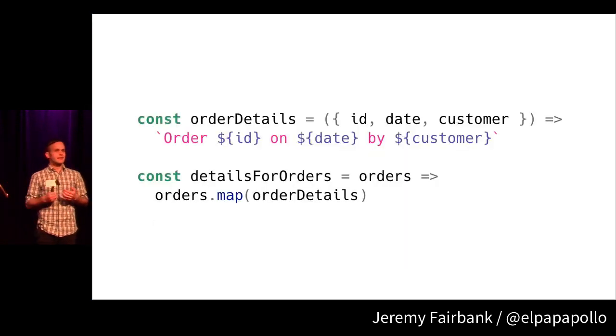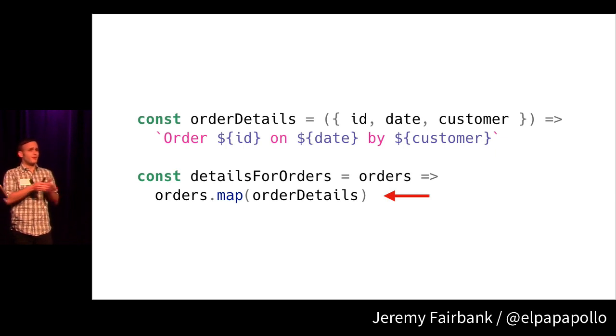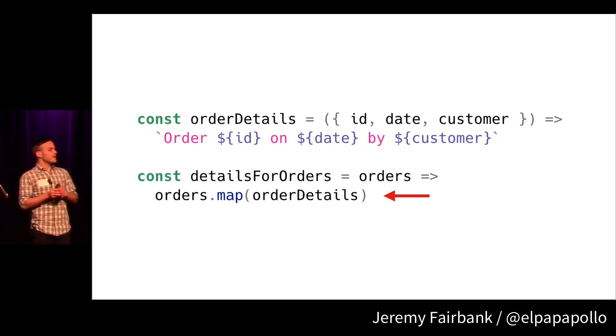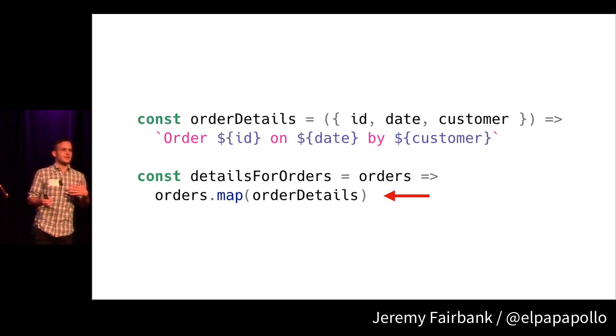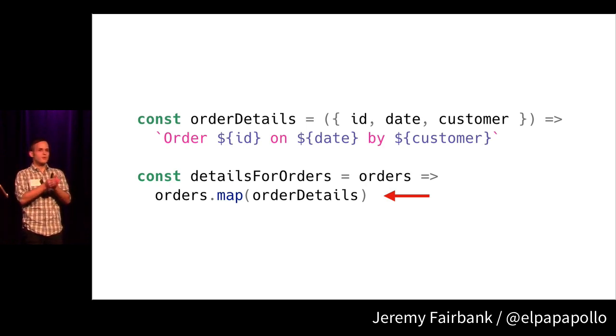If we apply that concept to details for orders, we can actually reduce it down to just this one line. This is a map method on the array's prototype, and if you're not familiar with this method, it's going to take a function, and it's going to apply that function to every item in the array and transform each item into the new value inside of a new array. But what's declarative about this is I'm just declaring, here's the result I want. I want a new array that's been transformed according to this order details function.